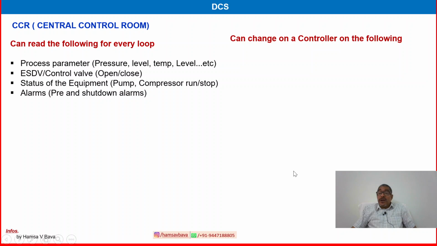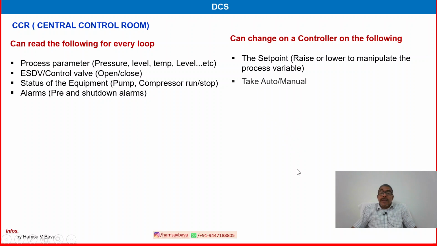He can make changes on a controller as well. The set point can be raised or lowered to manipulate the process variable. He can change the set point to some extent. He can also switch between auto and manual. He takes the controller to manual in case a shutdown or startup is taking place, or any abnormality comes, or any maintenance activity. He can switch a controller between auto and manual.